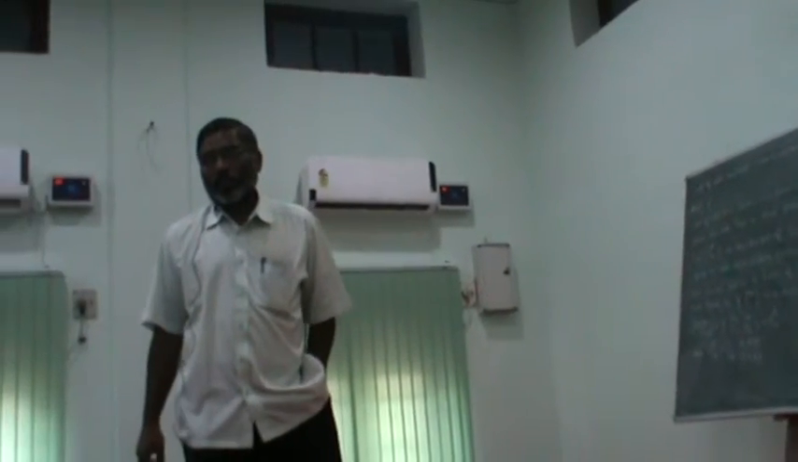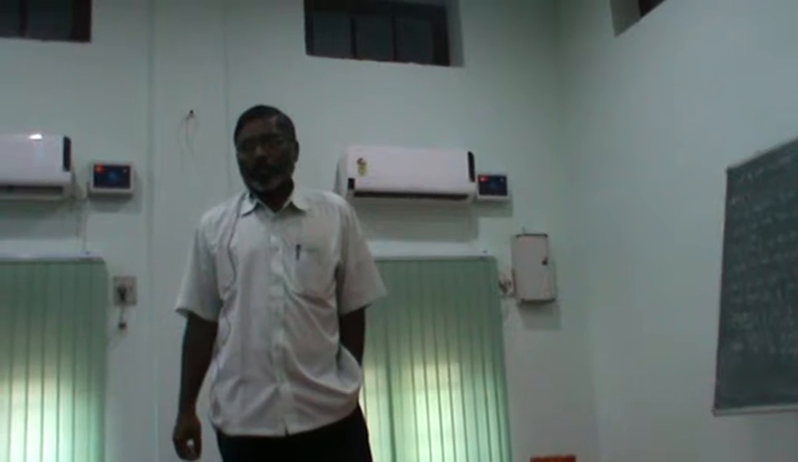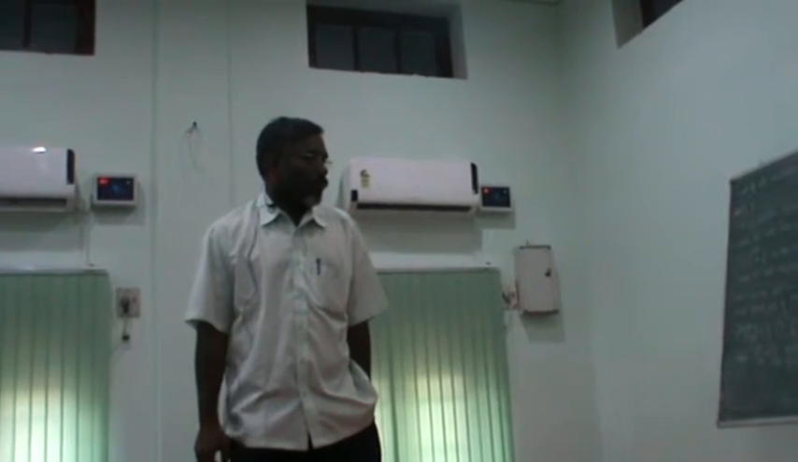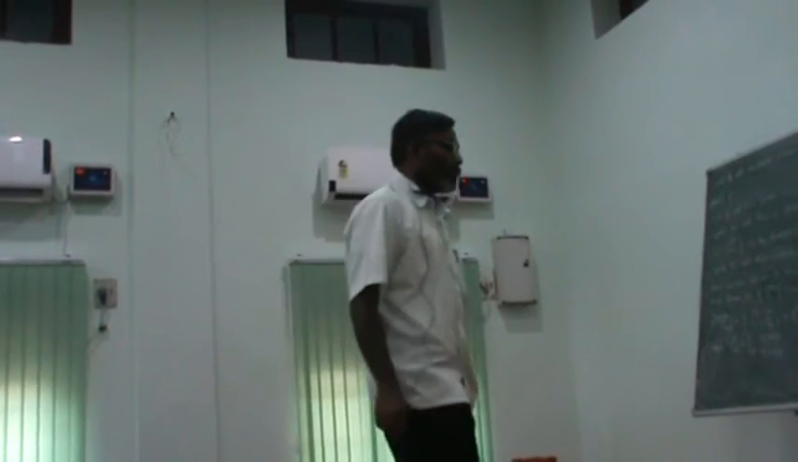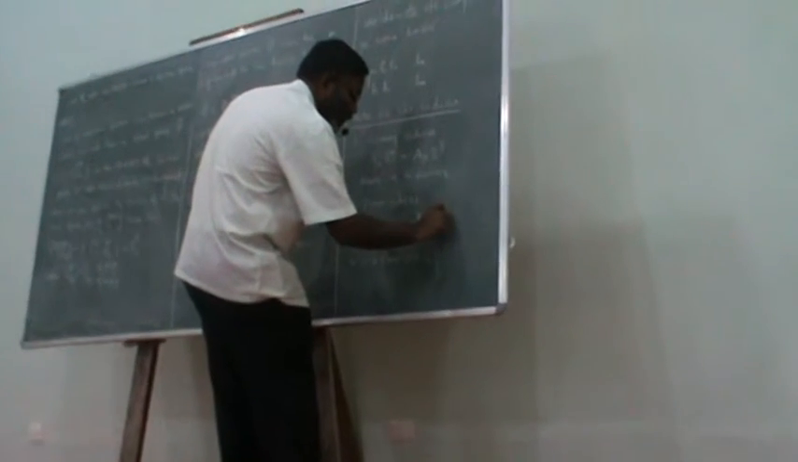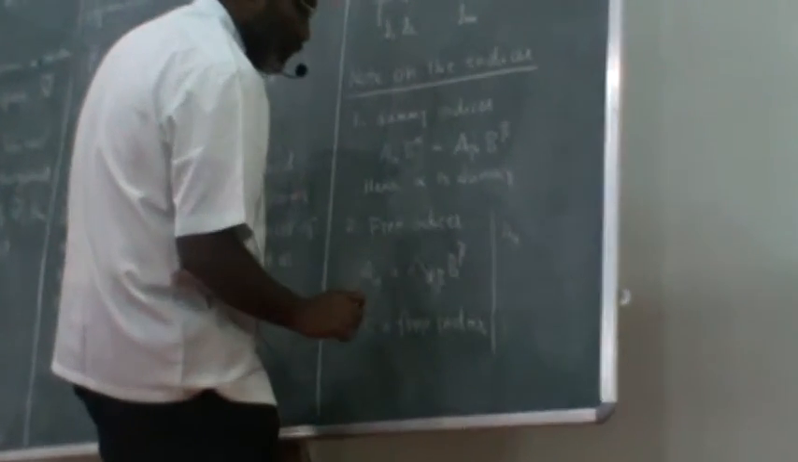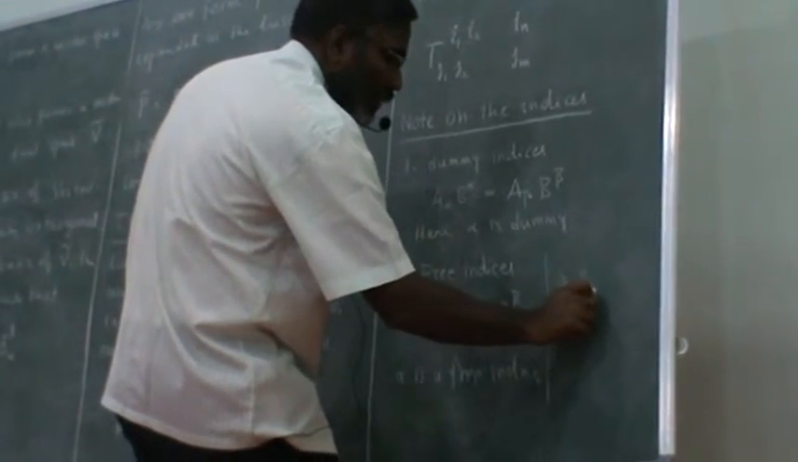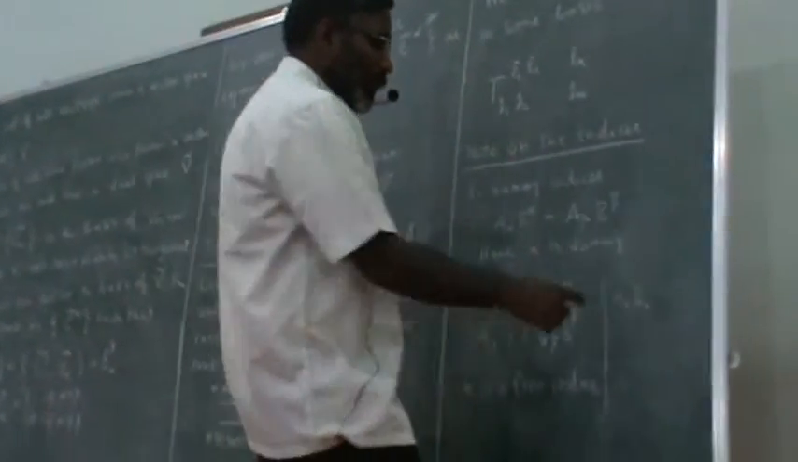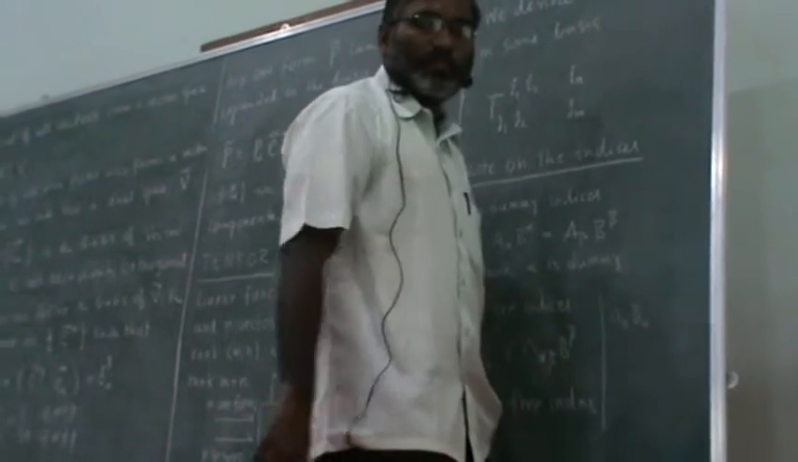Is there any situation where both are subscripts or both are superscripts and the index is repeated, like A alpha, B alpha, where alpha appears in both as a subscript? Is there any meaning for such a notation? Yes, you can have it, but here there is no summation.